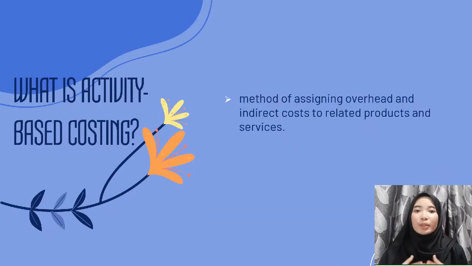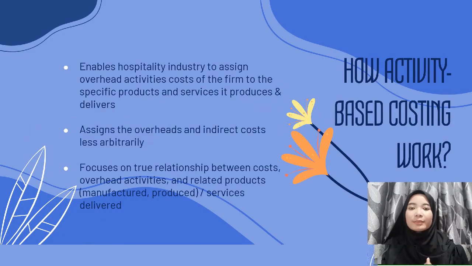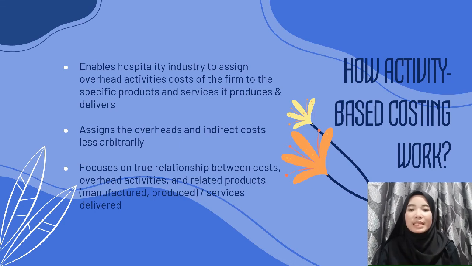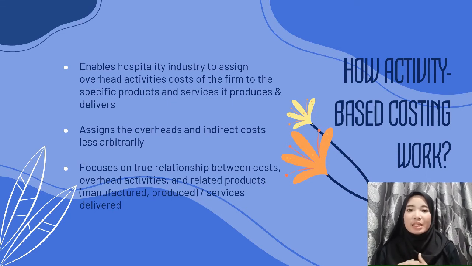First of all, we need to know what is activity-based costing. So basically, activity-based costing is a method of assigning overhead and indirect costs to related products and services. So, how does activity-based costing work in the hospitality industry? First, activity-based costing enables the hospitality industry to assign overhead activities costs of the firm to the specific products and services it produces and delivers. Compared to the traditional way, activity-based costing assigns the overheads and indirect costs less arbitrarily and focuses on the true relationship between costs, overhead activities, and services delivered.